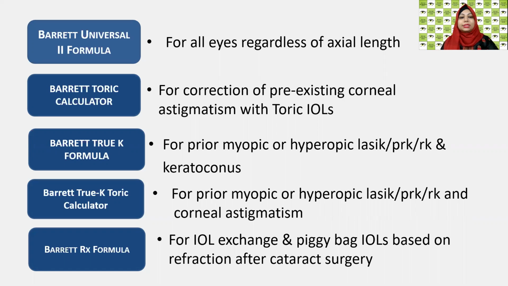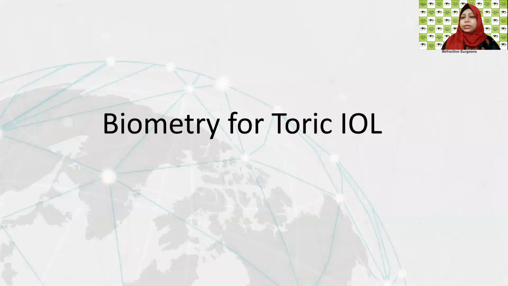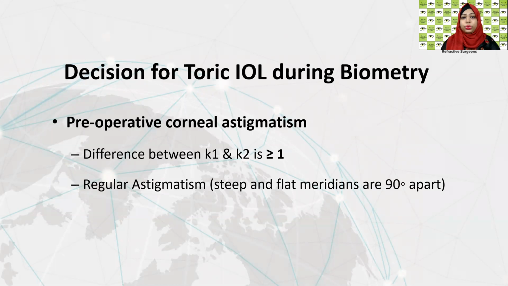The fourth formula is the Barrett True K toric calculator for prior refractive surgery eyes with corneal astigmatism. And the fifth formula, Barrett RX formula, can be used for IOL exchange or piggyback IOLs. Now, since we are talking about premium IOLs, I'll talk a bit about biometry for toric IOL.